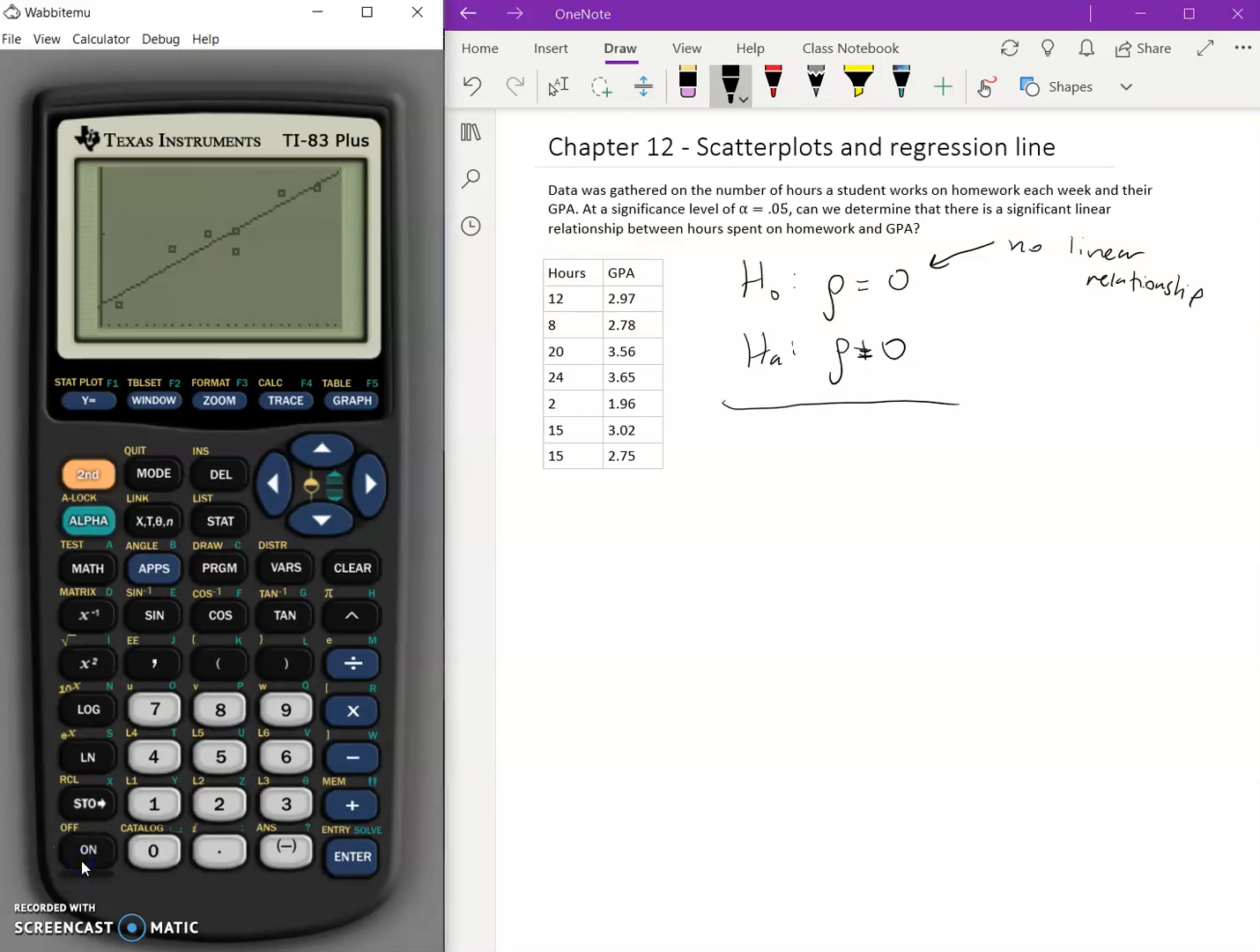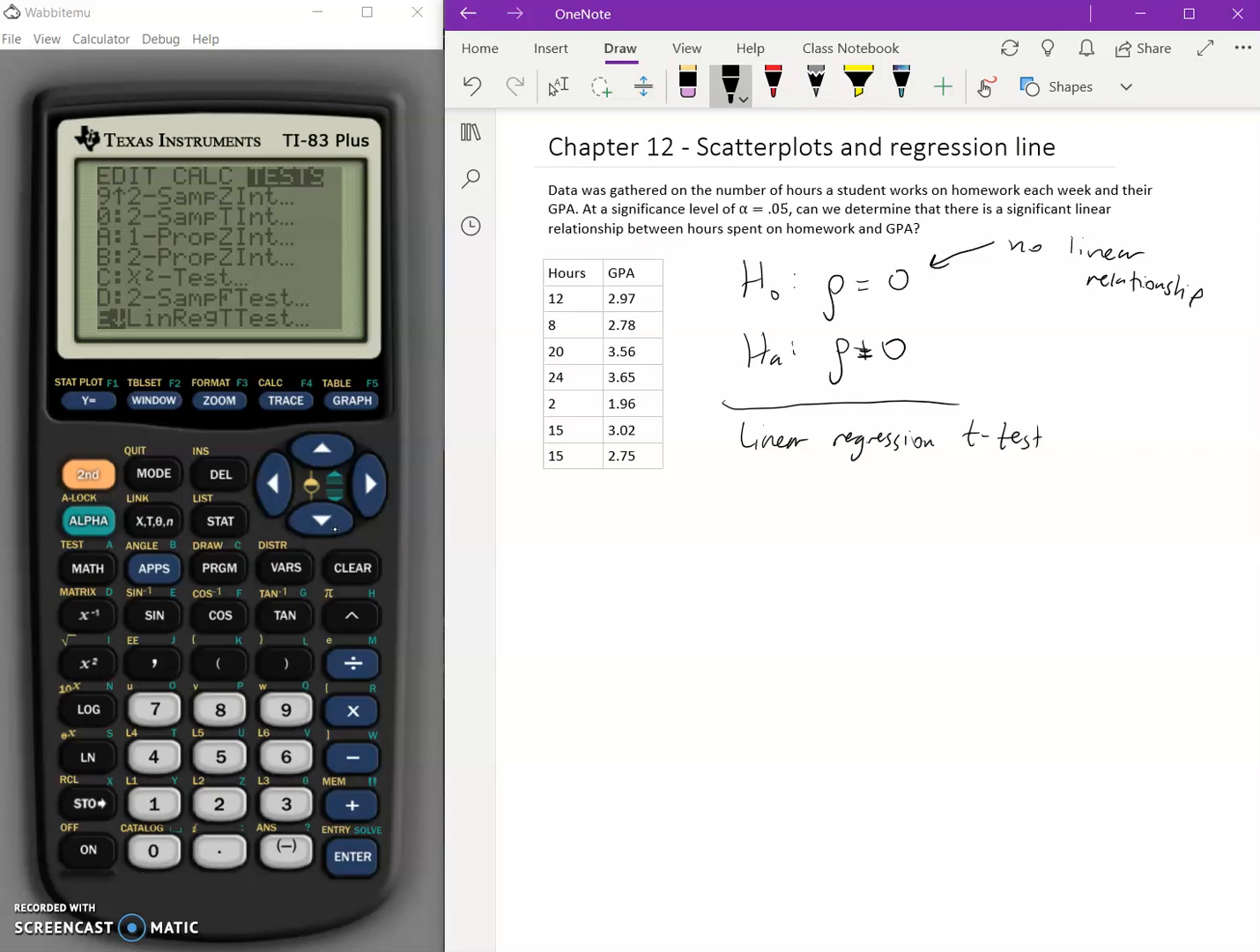So if you turn on your calculator, you go over to stat, you go over to tests, you can start to look around and see, okay, we've done a bunch of these already, but what if we come across this linear regression t-test? So this LinRegTTest, that's what we want. So we want to do a linear regression t-test. So we're going to select that.